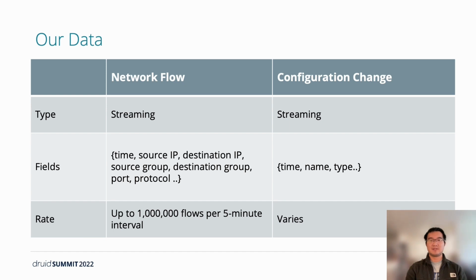The other is configuration change. It's also streaming data with fields like time, name, and type. For VM changes, you may have fields like creation or deletion time. For security group changes, you may have updated membership. And for firewall changes, you may have the source and destinations and the rule action, which is whether to block or allow the traffic.